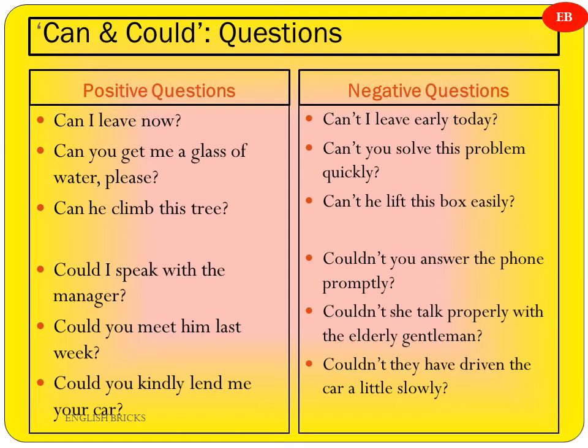So you see, all these interrogative sentences beginning with can and could follow the same rule: they all begin with the modal auxiliary verb can or could, and the contracted forms are used at the beginning of the sentences, followed by the subject and the predicate. So this is how we frame questions using can and could, both positive and negative questions.